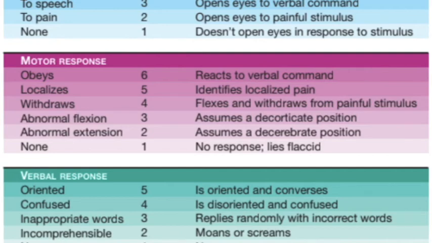However, if they flex or withdraw to the painful stimulus, we give them a 4. And if the patient assumes a decorticate position, which was shown earlier in the discussion, we give them a 3. If the patient assumes a decerebrate position, we give them a 2. And if there's no response from the patient, we give them the lowest score of 1.